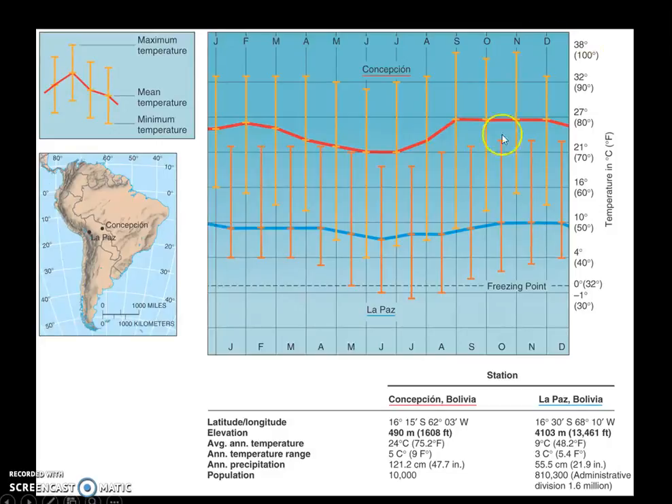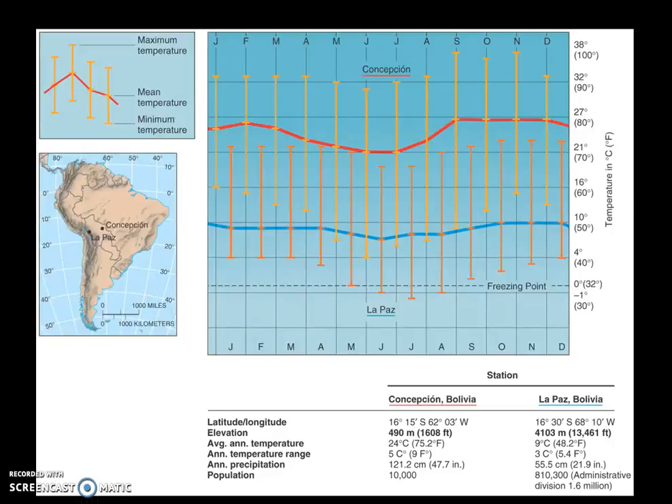So in looking at the comparison here, we see that La Paz is the blue line and Concepcion is the red line. That altitude is going to have a huge impact on our temperature. And we also see the whisker charts showing us the max, mean, and minimum temperature of these locations. The mean is where the line crosses our temperature line, and we see the maximum and minimum temperatures depicted on the chart below.